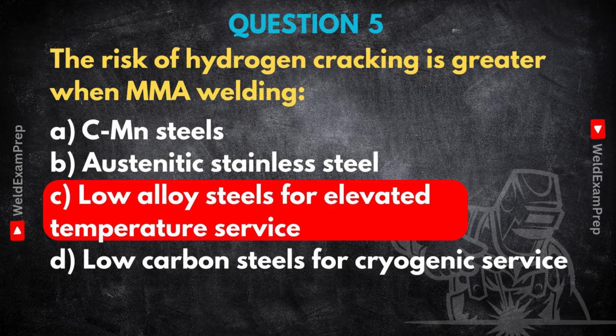We looked at the absolute centrality of the WPS, how it guides everyone. We nailed down the coefficient of thermal expansion as the key driver for distortion. We covered the vital importance and the specific temperature for baking basic electrodes to fight hydrogen. We learned to spot the telltale smooth surface of a fatigue crack. And just now, we identified why certain low alloy steels pose a higher intrinsic risk for hydrogen cracking. Going through these questions, really unpacking the why, hopefully helps solidify this knowledge for your CSWIP 3.1 exam prep.